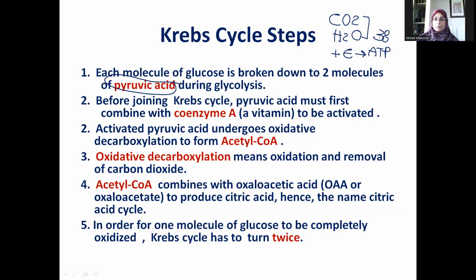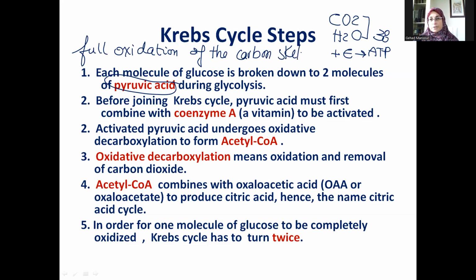So why does pyruvate enter the mitochondrion? For full oxidation of the carbon skeleton of the glucose. What do we mean by full oxidation of the carbon skeleton? We mean that we're going to break down all the bonds between the carbon atoms, and then we are going to release all the energy. That energy will be stored in ATP, and there will be oxidation, like oxidation of carbon into carbon dioxide. And meanwhile, there are hydrogen atoms that are released from the carbon skeleton.